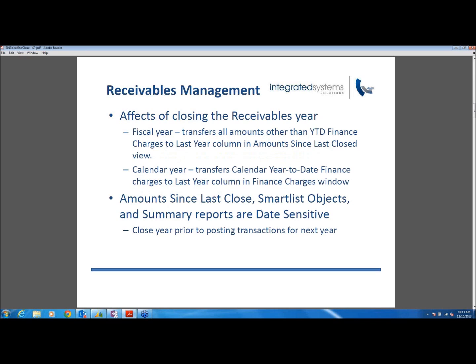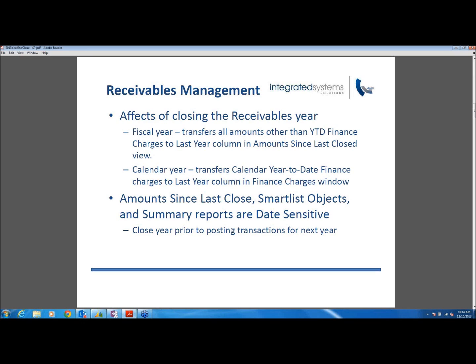So let's go ahead and talk about accounts receivable and receivables management here. So what happens when you close receivables management? Well, the receivables management year-end close window actually has a fiscal year close and a calendar year close. If your fiscal year is a calendar year, then these two things are essentially the same, and all you have to do is mark one button, and it closes both years for you.